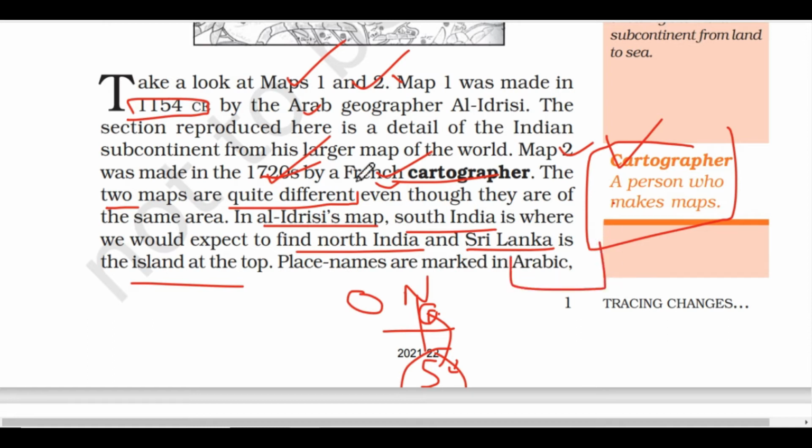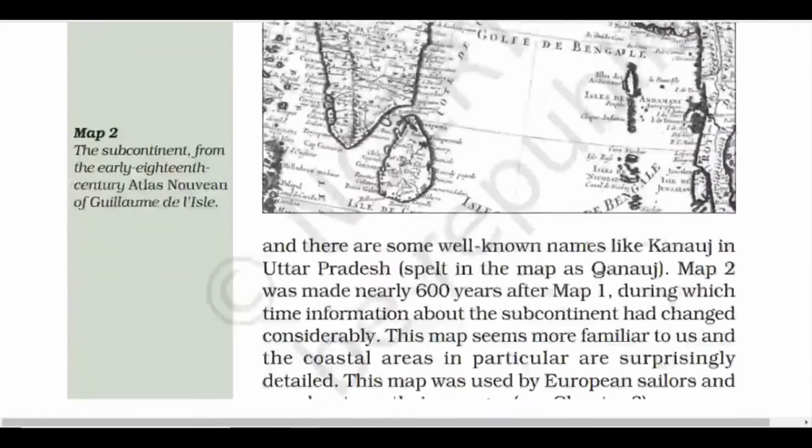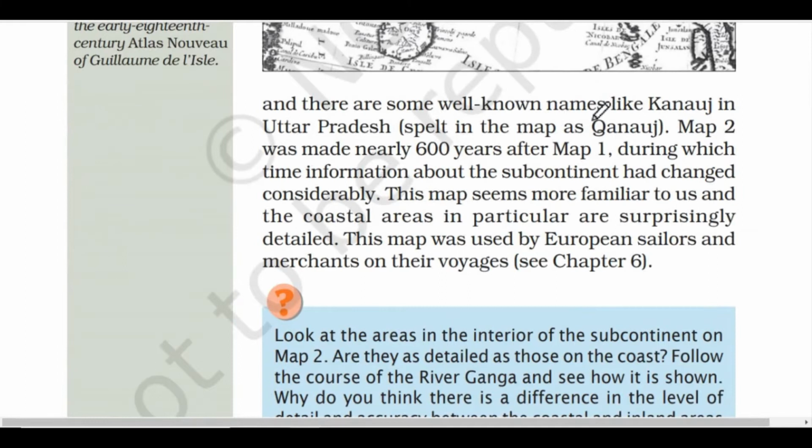The names of places are marked in Arabic, like the person was an Arab geographer, so it makes sense. And the other difference is that there's a place known as Kanauj in Uttar Pradesh, and it is spelled as Qanauj, Kanauj with a Q, in the map made by Al-Idrisi. So these four were the main differences you need to keep in mind during your exams.